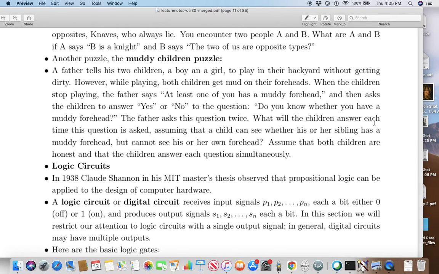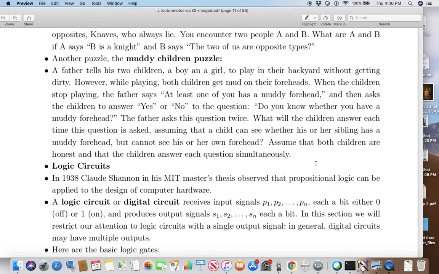What will the children answer each time this question is asked, assuming that a child can see whether his or her sibling has a muddy forehead, but cannot see his or her own forehead? Assume that both children are honest and the children answer each question simultaneously. Okay? So the father is asking the kids simultaneously, do you know whether you have a muddy forehead? And the father is going to ask this question twice.